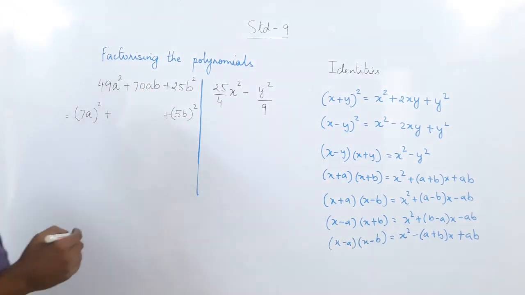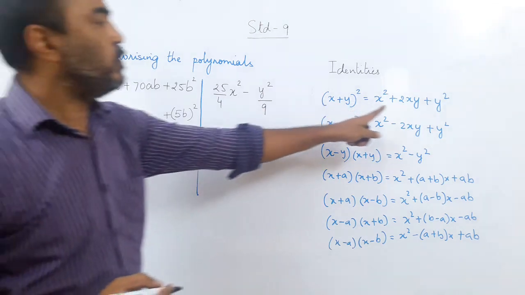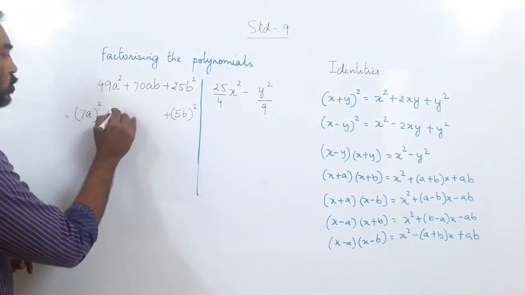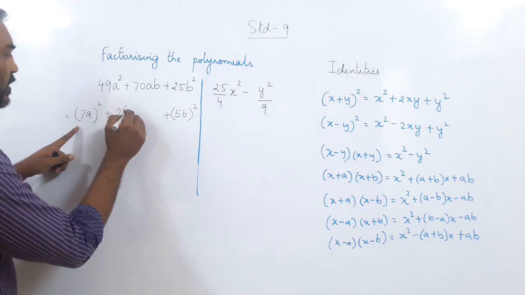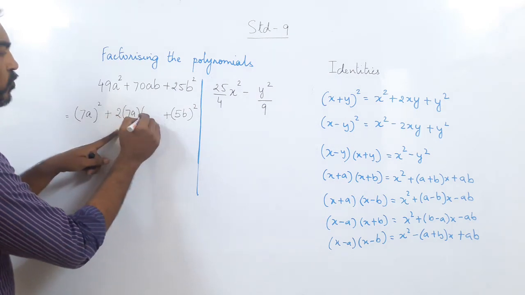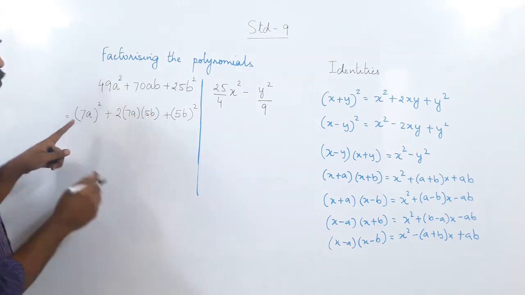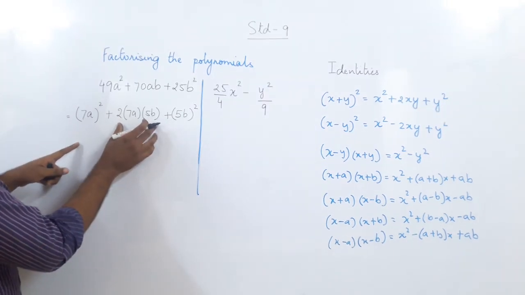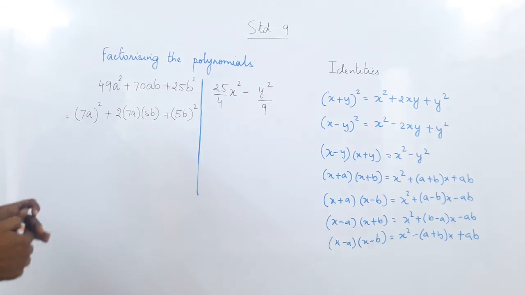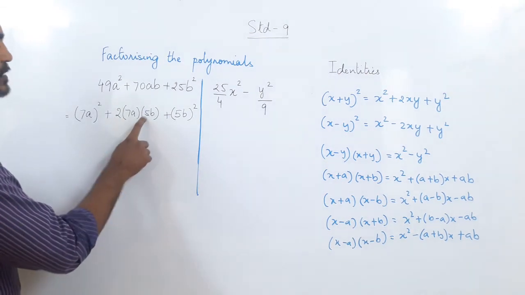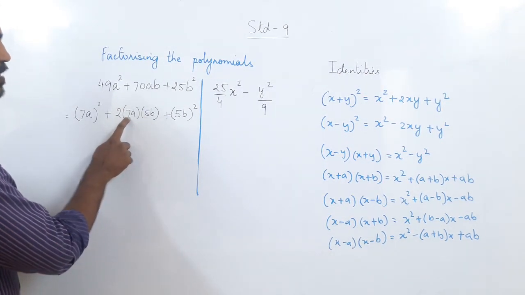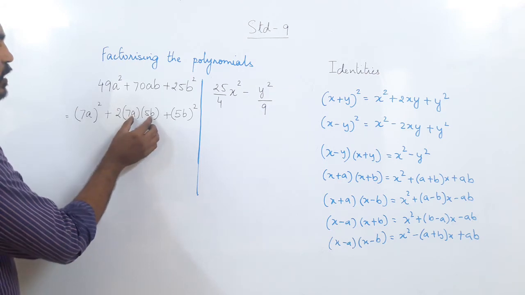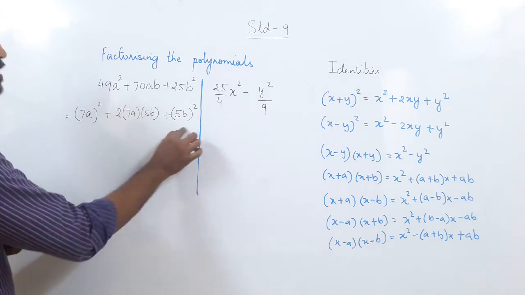And what do I have to check now? What is the middle term? 2xy. So 2 into 7a into 5b. What do I have to do? 2 into the first term into the last term. You give me the middle term. Now check. Is this okay? 2 5s are 10. 10 sevens are 70. 70 into ab, so 70ab. So this is the way we can write it.